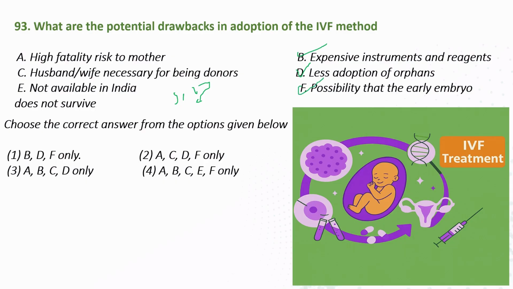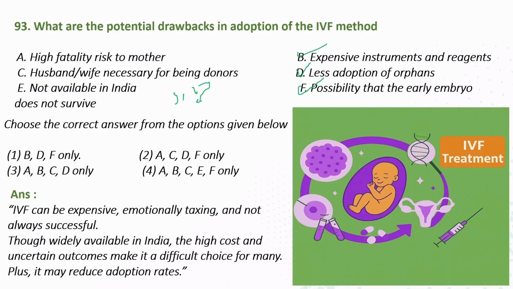So the main drawbacks of IVF are B, D and F. These three are the options. In the answer, the right one is the one containing B, D, F only. For every question I am giving you an explanation, so that after seeing the video you can see the explanation and understand easily. So BDF is the right answer here. We'll move on to the next question.